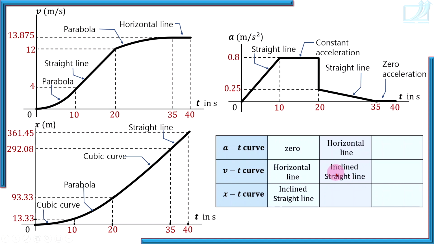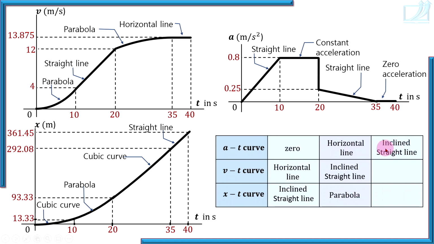Acceleration constant, v is equal to u plus at, and here x is equal to ut plus half at squared plus x0. It has t squared, so it is a parabola. The same three equations I have mentioned in terms of the corresponding curves.